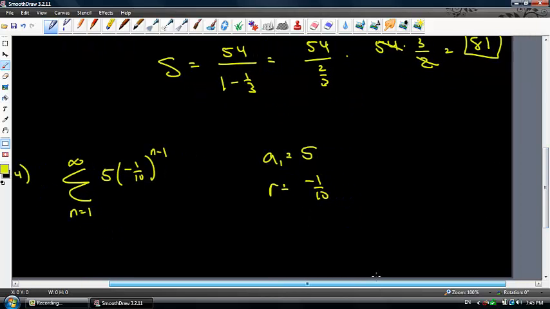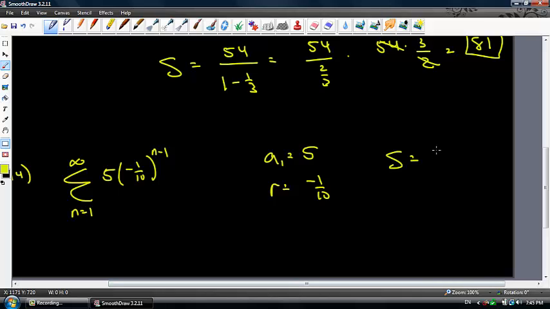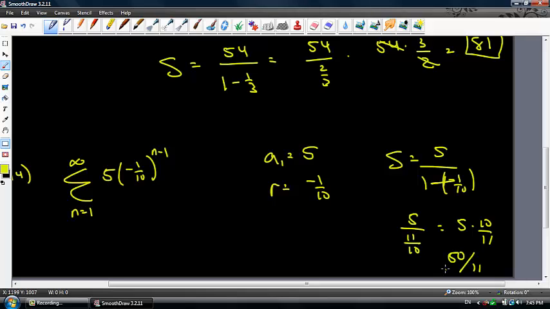Okay. So S is going to equal 5 over 1 minus negative 1/10. So that is positive. So that is 5 over 11 over 10, which is 5 times 10 over 11, which is 50 over 11. I apologize for the sloppiness and the quickness, but we are on a time crunch.